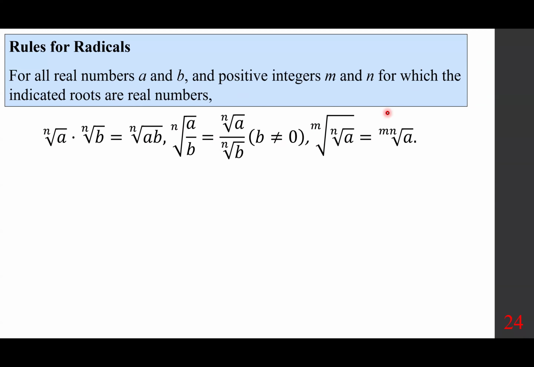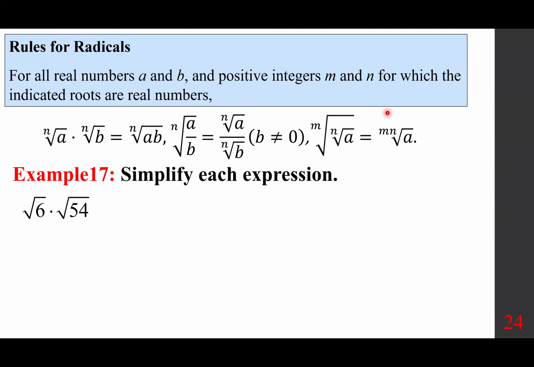So what is 6 times 54? You can multiply, okay. And we get 324, which gives you 18.